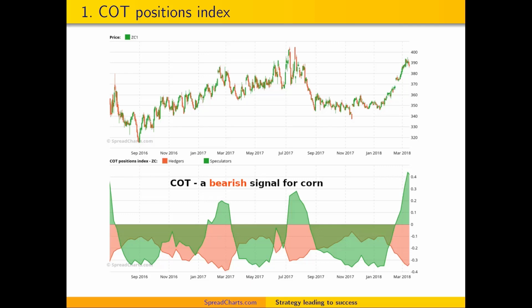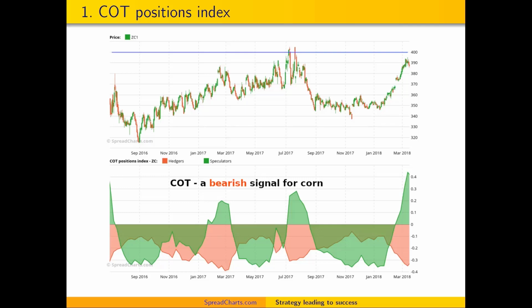Well done, that was our first step. We came to the conclusion that corn is overbought, and now let's do the technical analysis of the price itself. Take a look at the top subchart with the corn price. You can notice that the price was close to 400 cents per bushel at the time. We can draw a horizontal resistance trend line here.